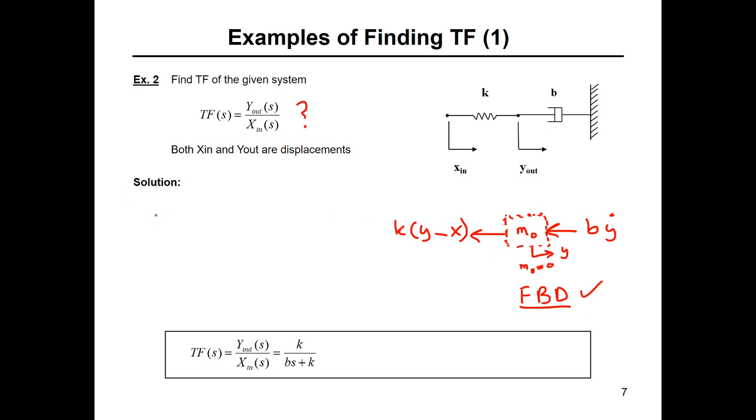Now, applying Newton's second law, the summation of forces acting on this body must be equal to mass times acceleration. What is the positive direction? To the right. How do I know this? With y. So show me what the forces are. Minus k times (y minus x), minus b y dot, equals m times y double dot, sorry, it's y.